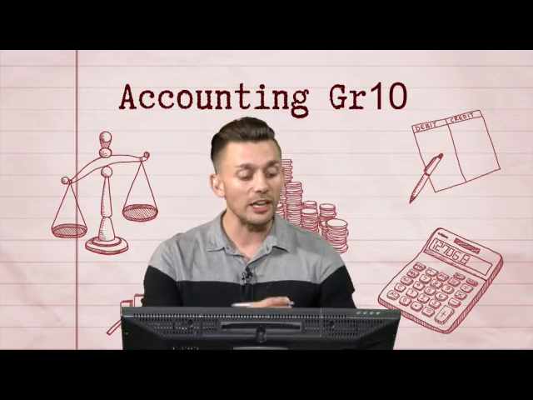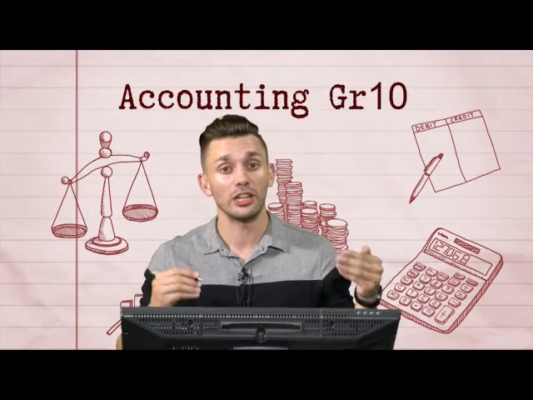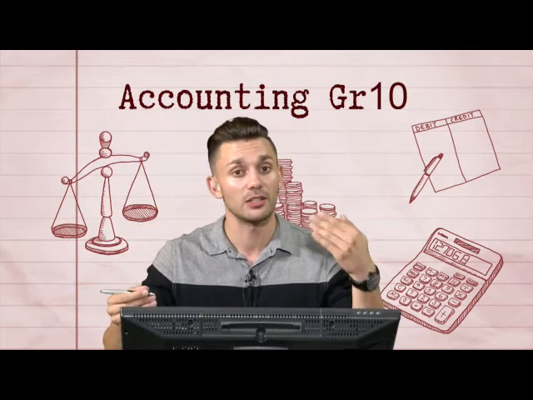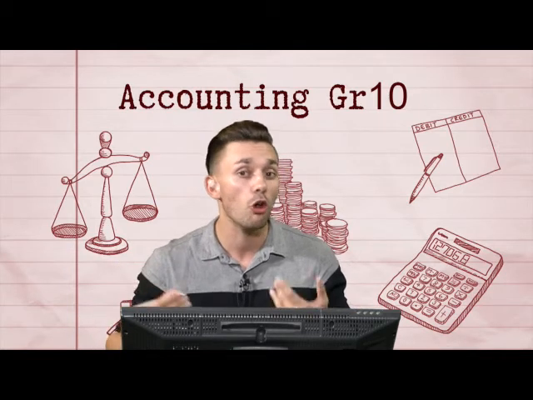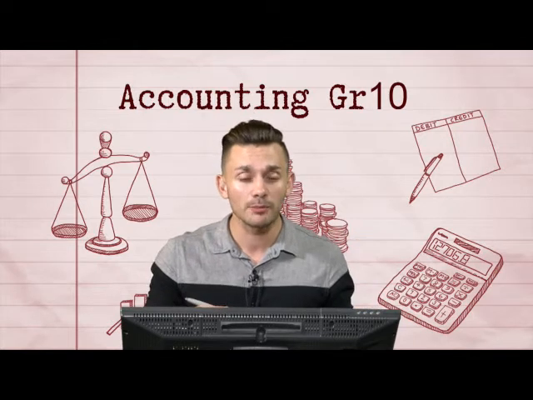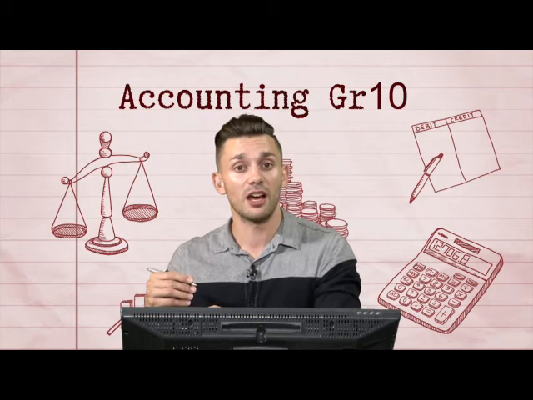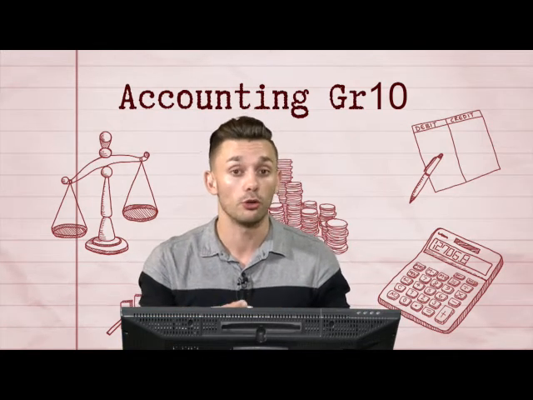The double entry rule is firstly applicable to the general ledger, and this is very important to know. When your debits are not equaling your credits, so your debit side is a certain amount and it differs from the credit side after you did the trial balance, you know that you've made mistakes. You've placed amounts on the wrong side, maybe you didn't enter the same amount on the debit side, or you left something out on the credit side, so therefore you can double check and go and look for your error.